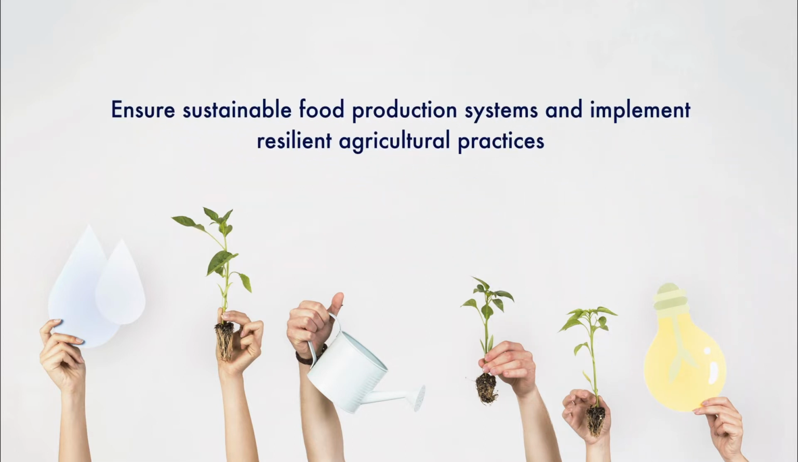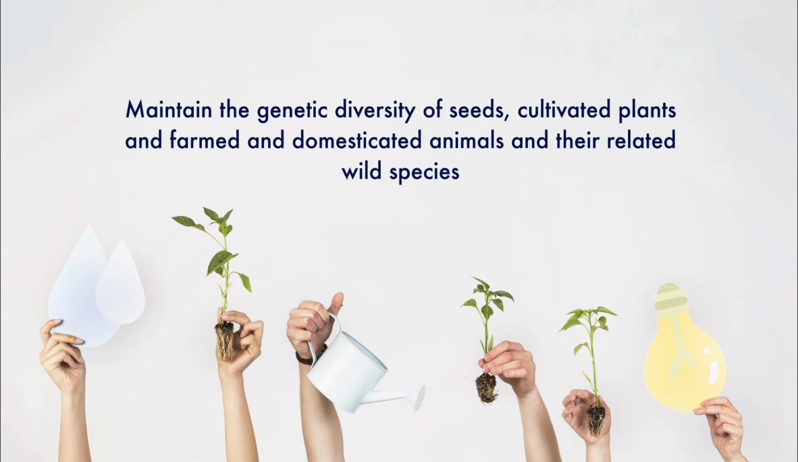By 2030, to ensure sustainable food production systems and implement resilient agricultural practices, and to maintain the genetic diversity of seeds, cultivated plants, and farm and domesticated animals and their related wild species.